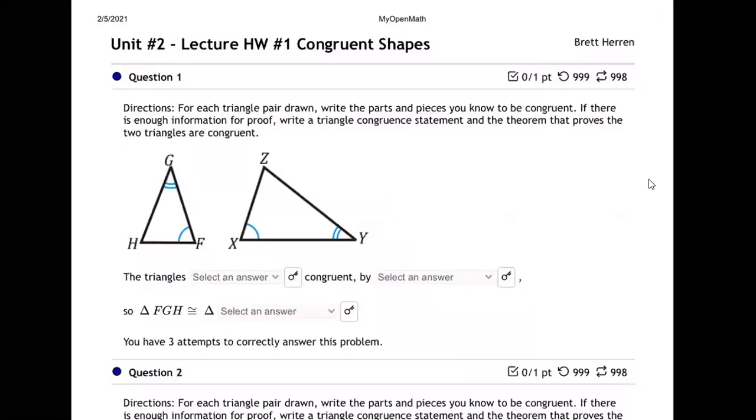Okay, so it's talking about two triangles and basically whether these triangles are congruent. So let's go to the notes.